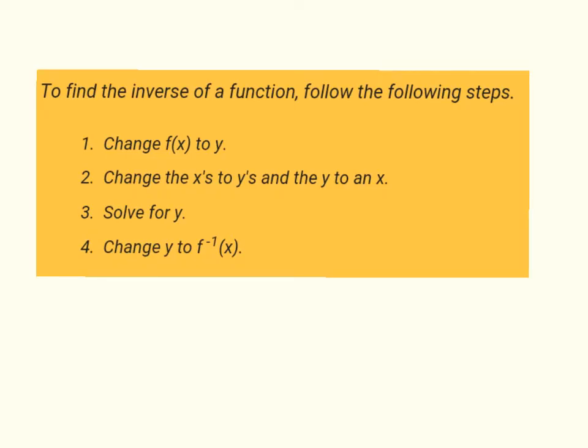So to find an inverse of a function, we're going to have to follow the following steps. If it's in function notation, we're going to change the f of x to y. Then you're going to flip the x and the y, so the x's become y's and the y's become x's. Then you're going to have to resolve for y. The symbol we use for inverse is f to the negative 1 of x, so in order to put it in proper notation, we're going to change the y to that.